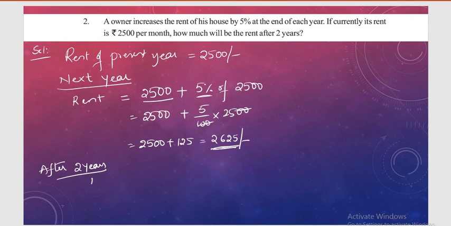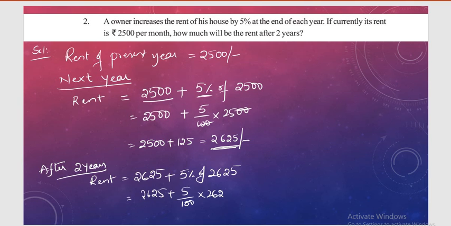So next month what will happen to the rent? The rent is equal to the current month rent, 2625, plus 5% of 2625. We need to take 5% of 2625. So this gives me 2625 plus 5 by 100 into 2625.